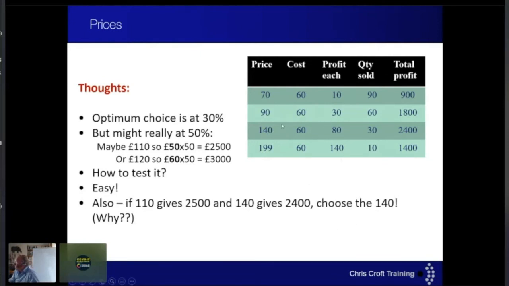By the way, if a price of 110 gives me a profit of 2,500, which I worked out there, didn't I? And if a price of 140 gives me 2,400, I think I would choose the 140. I'm making £100 less, but can you see the difference? Because at 110, I'm having to do more work, aren't I? That's the point. Because at 140, I'm only doing 30 wasp nests, but at 110, I'm having to do 50 wasp nests. I'm doing almost twice as many wasp nests for another 100 quid. And is it worth it?